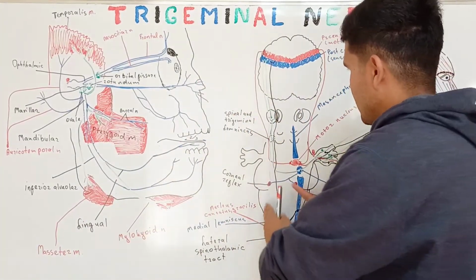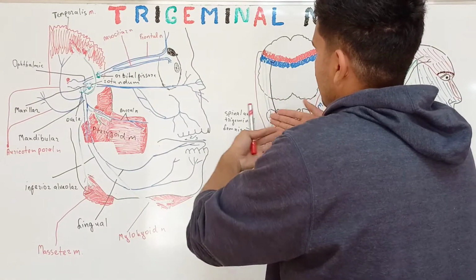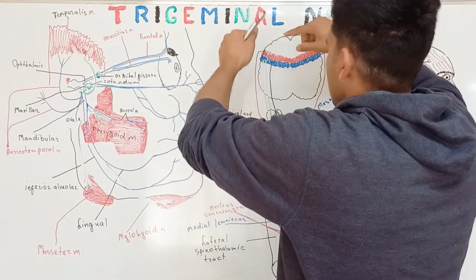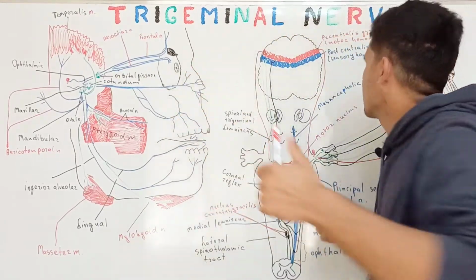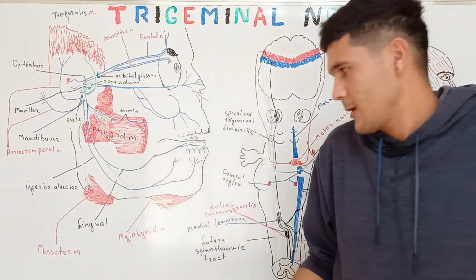And they direct to the thalamus together, and after the thalamus, the third neuron will initiate and reach the postcentral gyrus for analyzing the information about temperature and pain, okay?